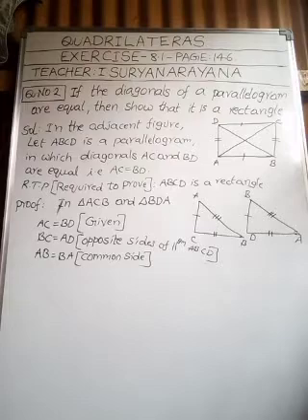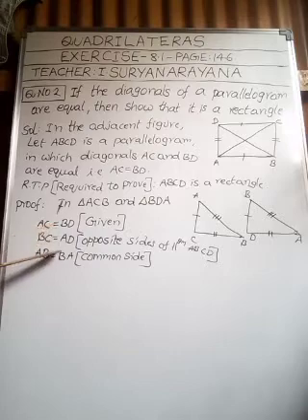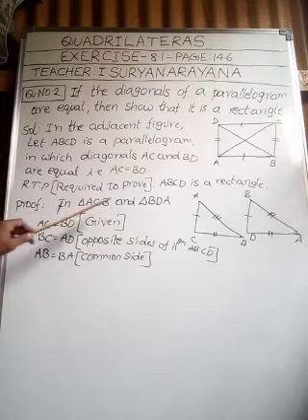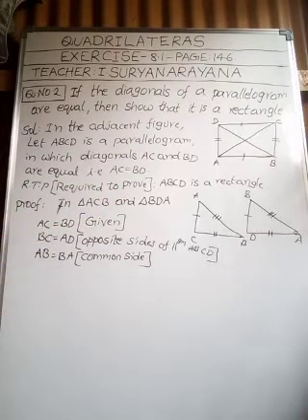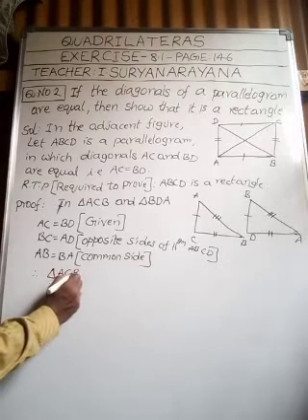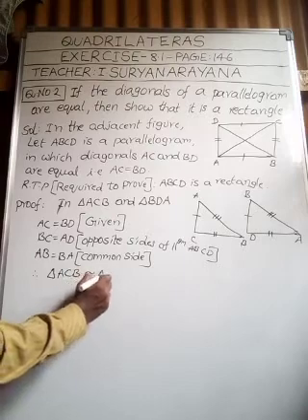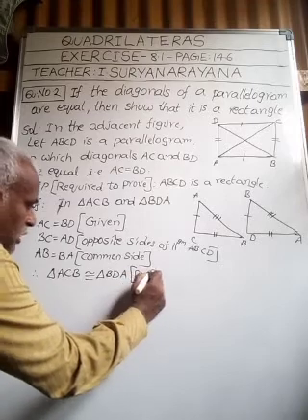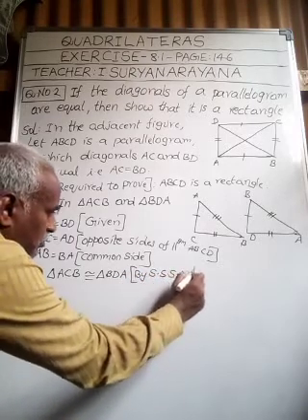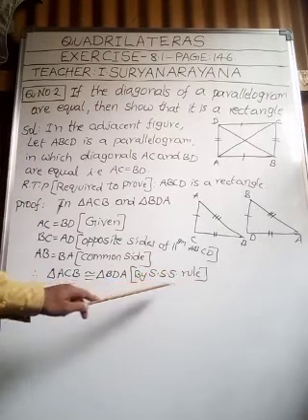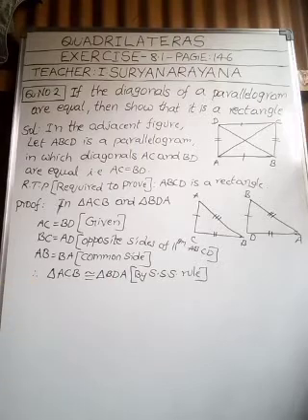Okay, my children. After comparing the corresponding sides of these two triangles by SSS congruency criteria, what can you say about these two triangles? These two triangles are congruent. Therefore, triangle ACB is congruent to triangle BDA by SSS rule, means by SSS congruence rule. Understood this point?